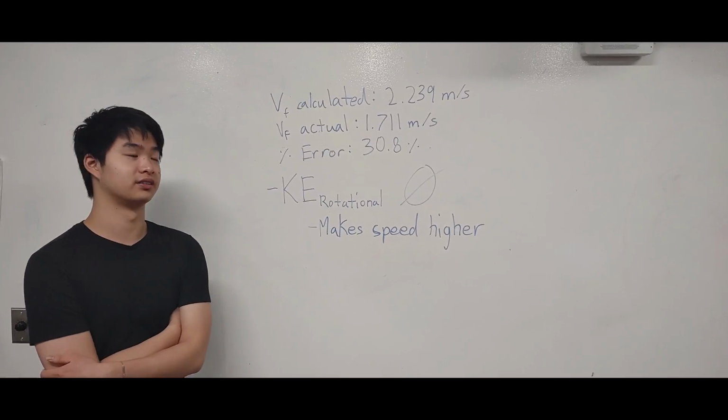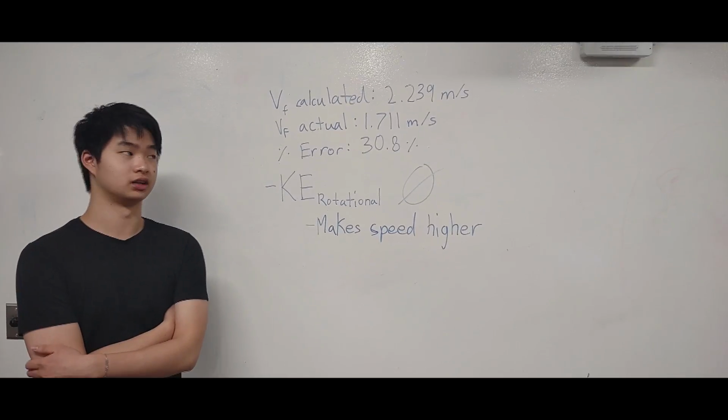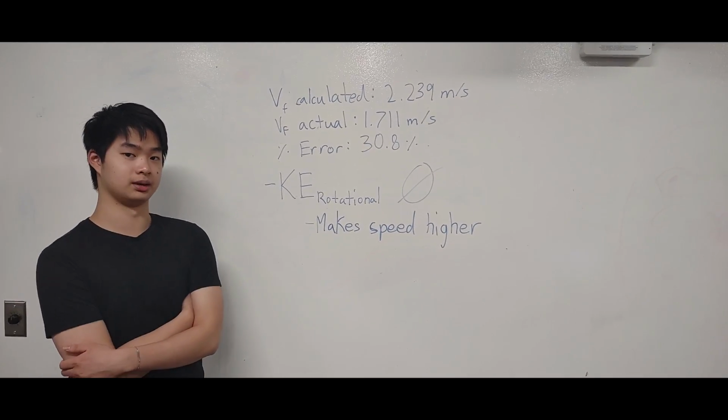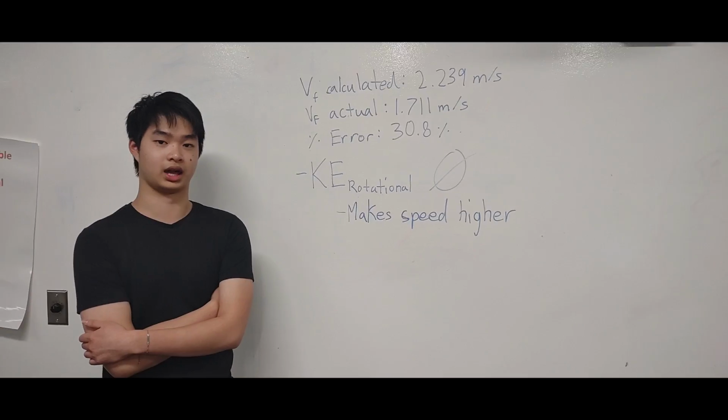So we calculated our Vf final to be 2.239 meters per second, but our actual V final was 1.711 meters per second. So this gave us a 30.8% error. This can be attributed to not accounting for Ke rotational.